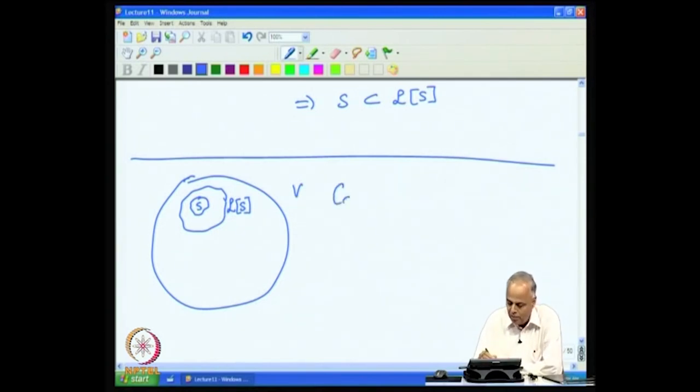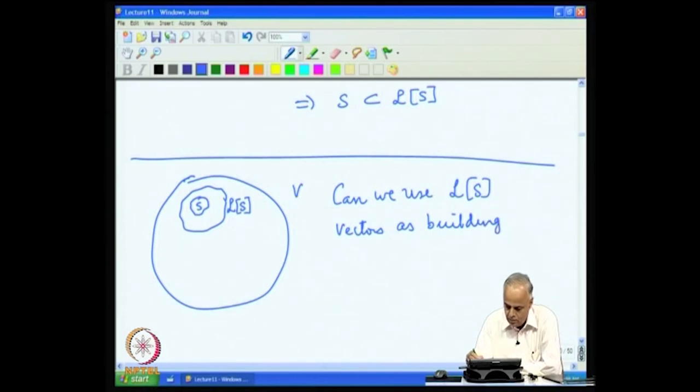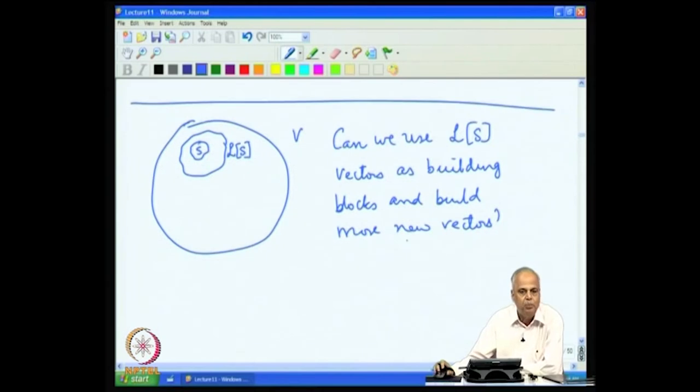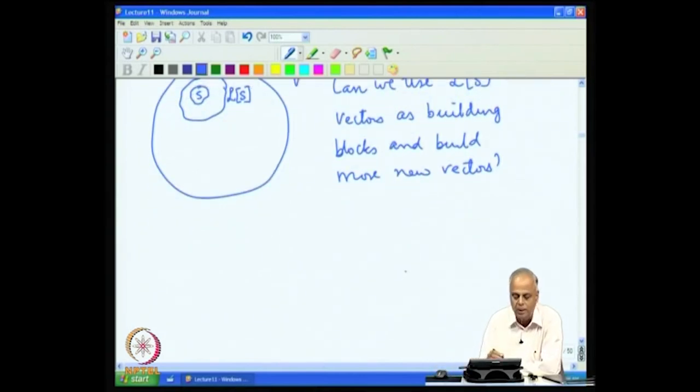So, can we use LS vectors as building blocks and build more new vectors? So, we want to see how far we can push starting from S, how much we can build, how big a structure we can build. So, what do we mean by this question?